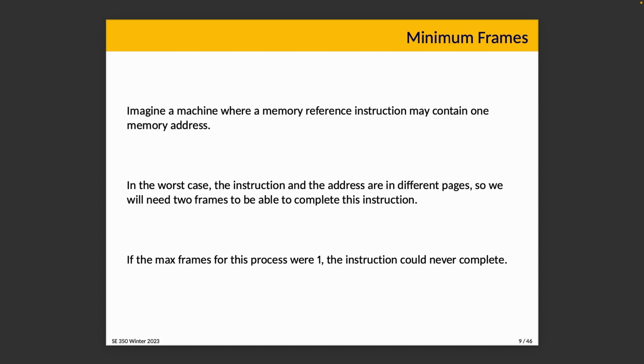Great. If the max frames for this process were 1, this instruction could never be completed, right? Why could it never be completed? Well, when we load the instruction, we find we have a page fault where we need to fetch the data, and we put it in memory, but because this process is allowed only 1 page in memory at a time, we replace the page with the instruction. So when we try to restart the instruction and do it again, we have a page fault. So we go and fetch the instruction, and it replaces the page where the data was, and you can see why this wasn't going to work.